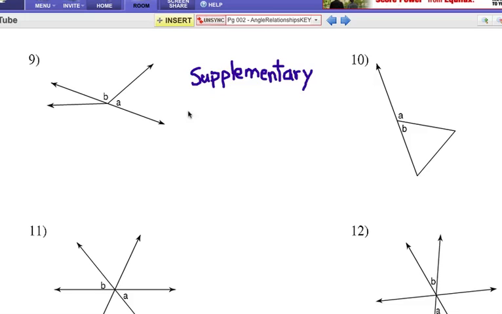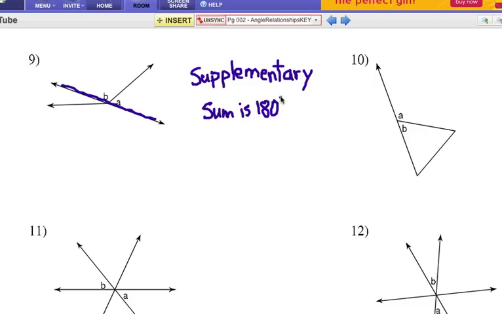In examples 9 and 10, A and B together make a straight angle straight across. Okay? So you're going halfway around a circle. How many degrees is that? Yes, 180. So the sum of 2 supplementary angles is always 180 degrees. If 2 angles add up to 180, they are supplements of each other. Notice A and B in this example do make that straight line right there. All right, complementary add up to 90 degrees, supplementary add up to 180 degrees.